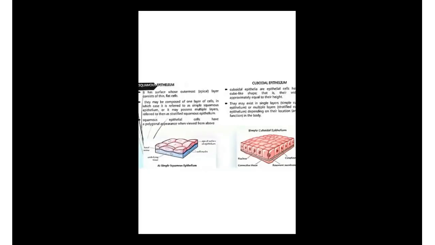So simple squamous epithelium has the surface outermost apical layer of thin flat cells, with a nucleus. Okay, they may be composed of one layer of cells, and it may possess multiple layers, referred to as stratified squamous epithelium. If it is a single layer, it will be squamous epithelium. If more than one layer of flat cells is there, it will be considered stratified squamous epithelium. Okay, and polygonal in appearance from above. You will see a polygon or pentagon type appearance from the top.